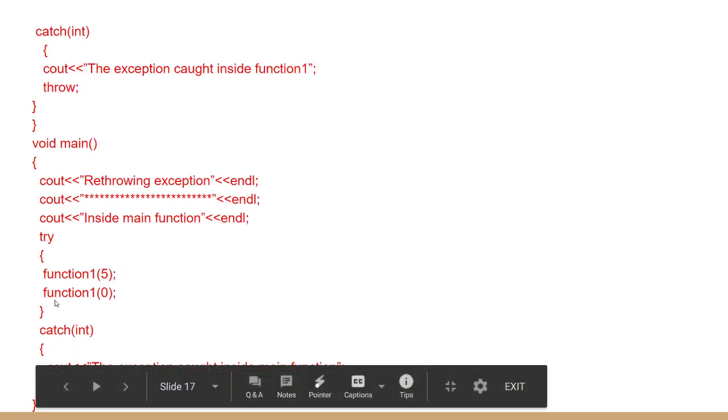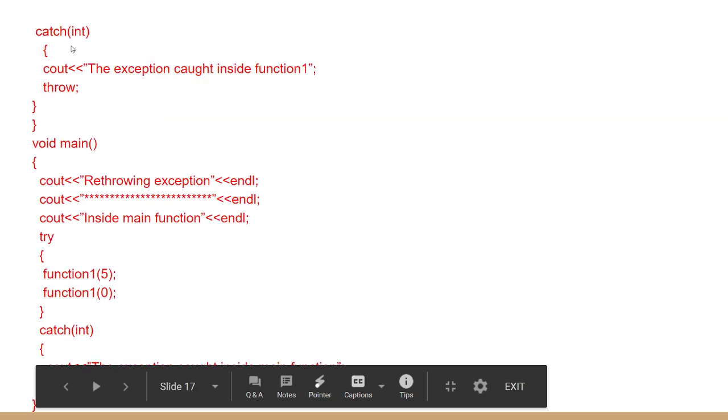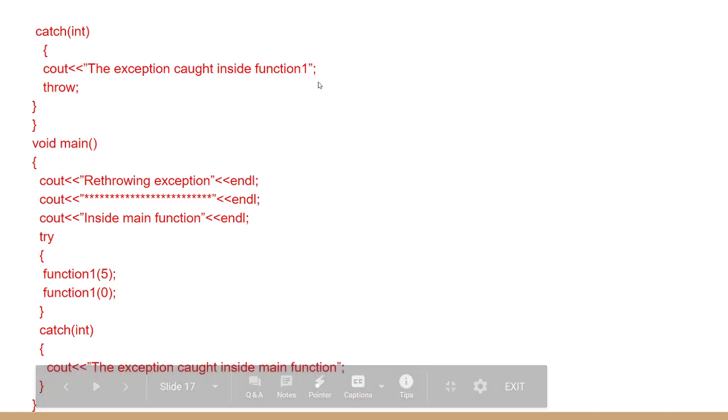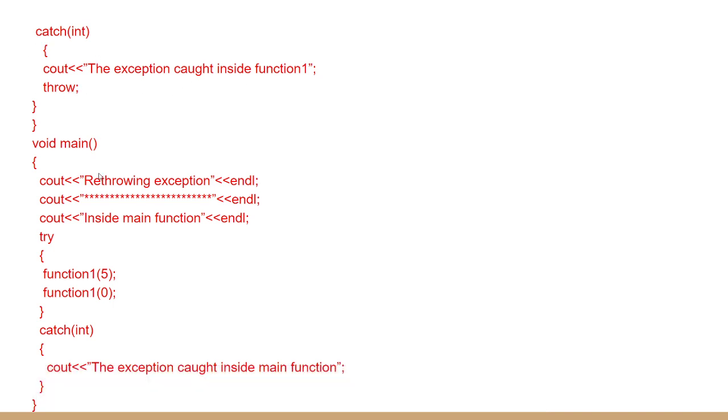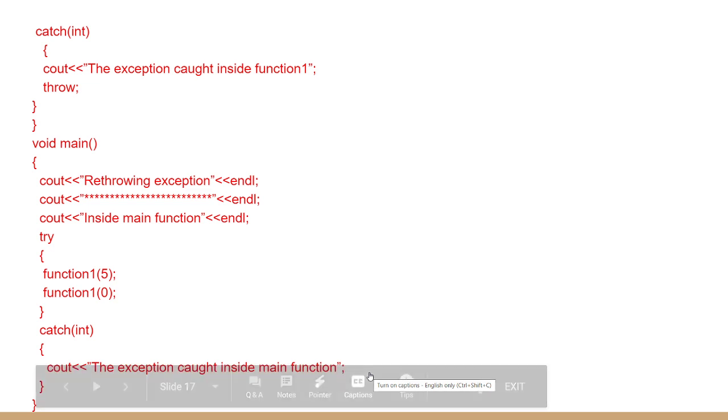In the second function call, function 1 of 0, function 1 is executed and x equals 0. So the condition is true. So throwing the x value, it will be caught by the catch block. So the exception caught inside function will be displayed. Then it throws the exception again. It will be caught by the catch block next to the function call. This catch block receives that exception and displays the error message, the exception caught inside main function. So this is the example program for rethrowing an exception.